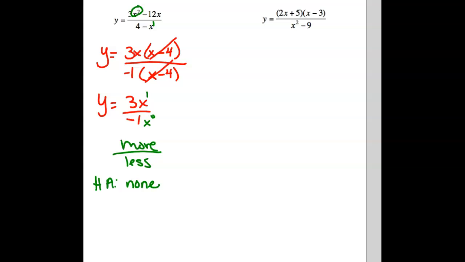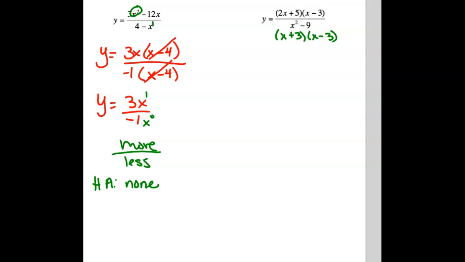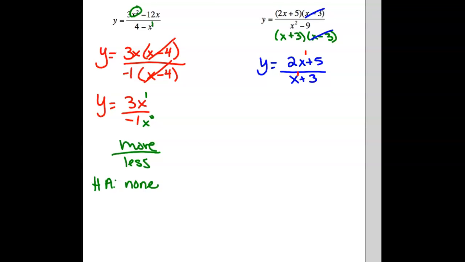Okay, looking at the second one here, some of it is factored and some isn't. So you have two options. You can factor it all, which we did earlier. We had x plus 3, x minus 3. And then we cancel out the common ones. So we are looking at it in its factored form. In this case, our top degree is 1, our bottom degree is 1. So we go to the leading coefficients. So we would say we have a horizontal asymptote at y equals 2 over 1, which is just y equals 2.